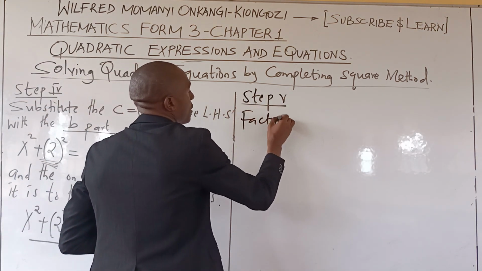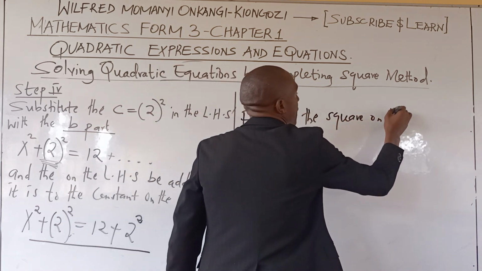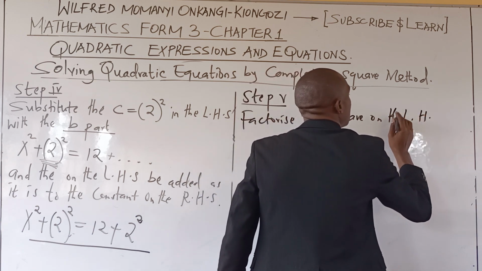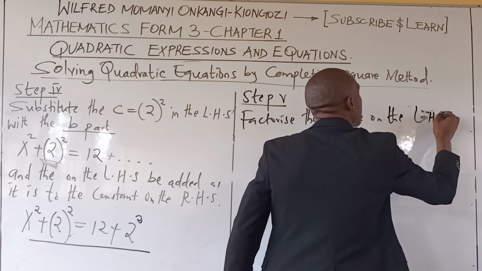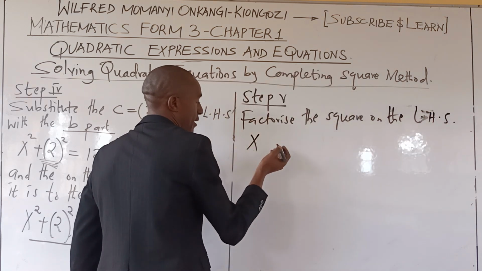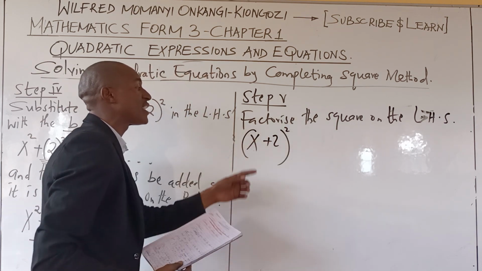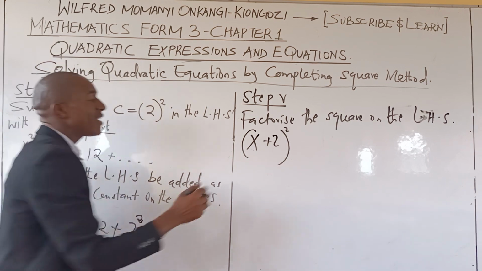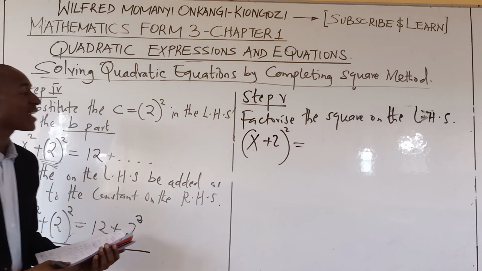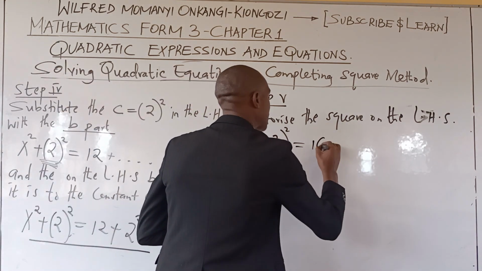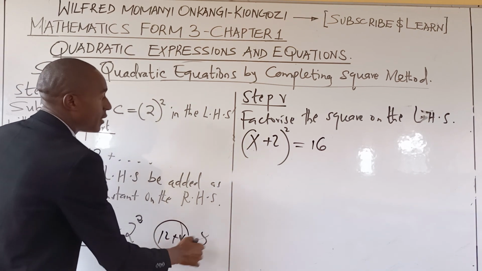Factorize the square on the left-hand side. This is what we have: x plus 2, all squared. Factorizing means we put the square outside because it is common to both, and then solve. The right-hand side, you have to write the values that you get. 12 plus 2 squared is supposed to be 16. 12 plus 4 is 16.